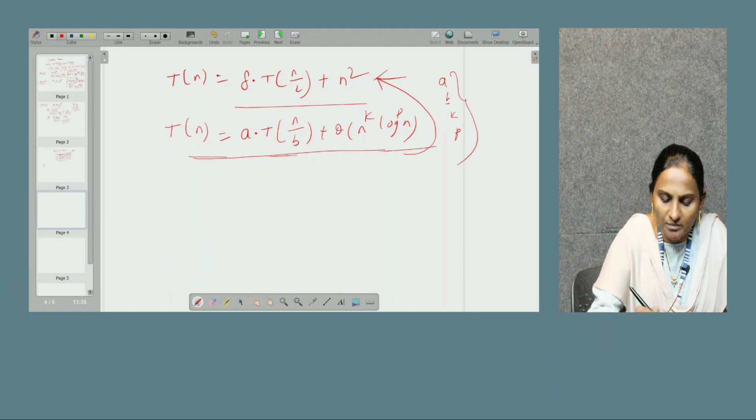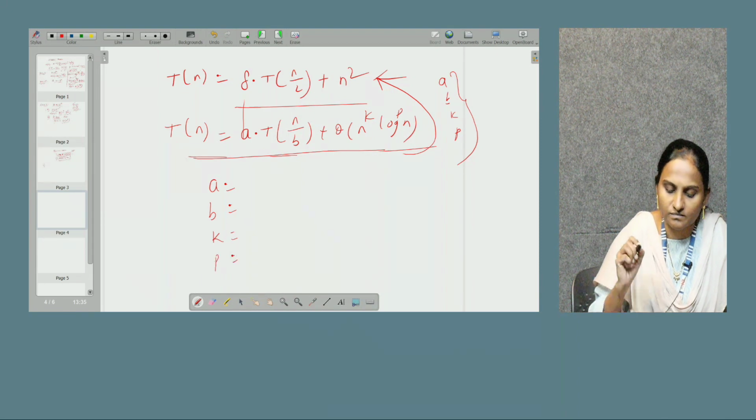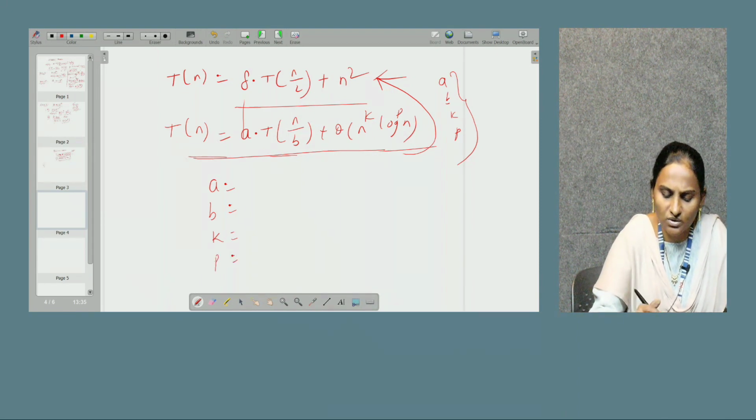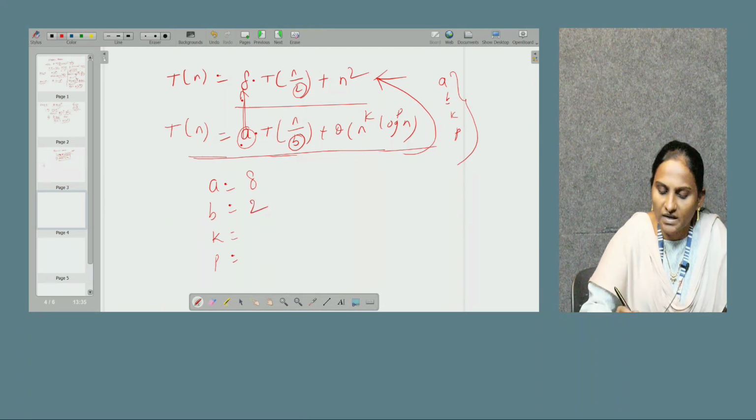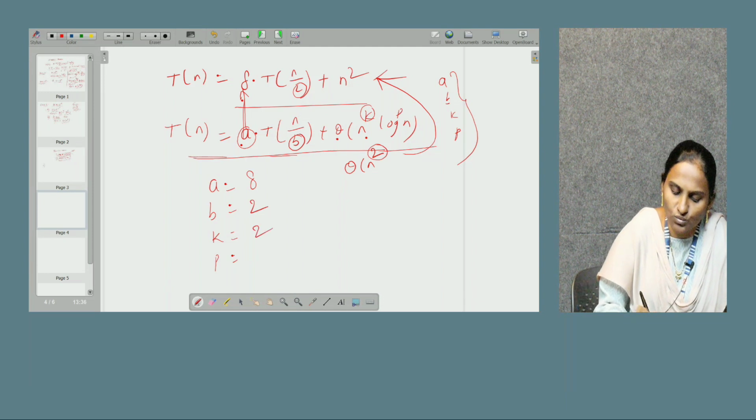By comparing these two equations, what is the a value, b value, k value and p value? In 8T(n/2), compared with aT(n/b), instead of a, what is the number here? 8, so a = 8. T(n/2), T(n/b), so here b = 2. Next, theta of n power k, theta of n square: instead of k, what is the value here? 2, so k = 2.